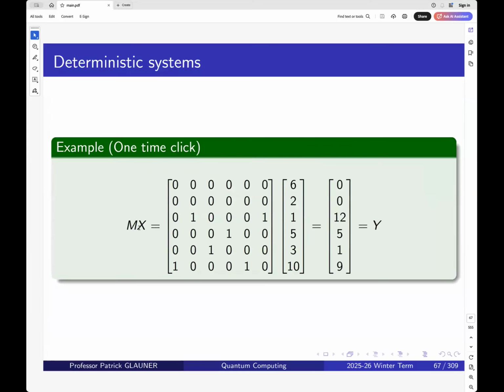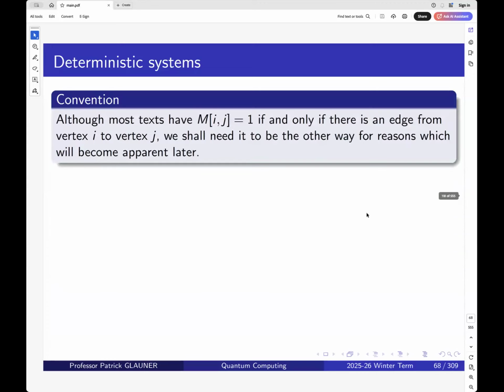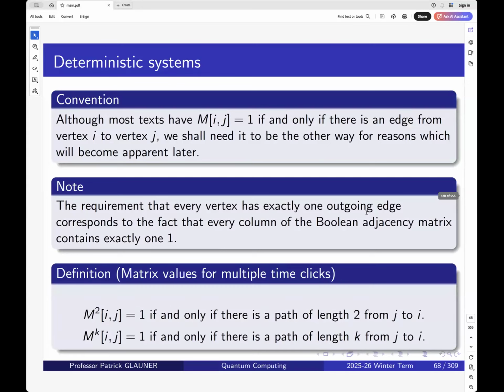We've multiplied here M with X, and it's very important we always multiply X from the right. We will later see what happens if we multiply from the left, but we need to pay attention to something else then as well. And we got our Y, and here's also a more formal definition of what M squared would be. The entries are 1 if and only if there's a path of length 2 from j to i. And we can generalize this and say M to the power of k has a 1 if there's a path of length k from j to i.